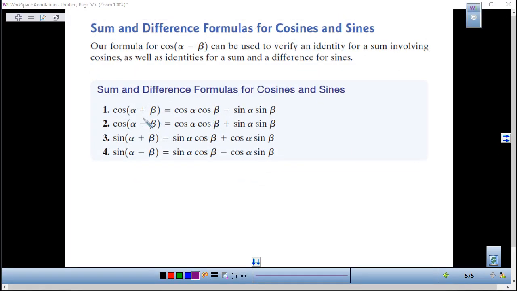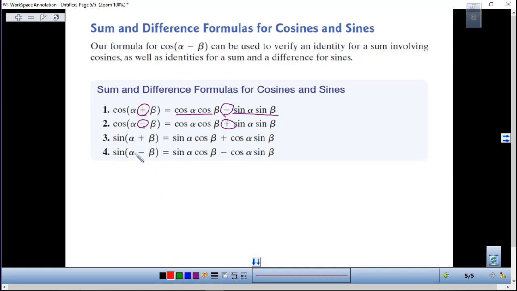With cosine, whatever we have here, we have the opposite here. When it's minus, it's a plus. When it's a plus, it's a minus. And they swap. But notice here, these don't swap. You got cosine, cosine, sine, sine. Cosine, cosine, sine, sine. So when the functions don't change, the signs do.